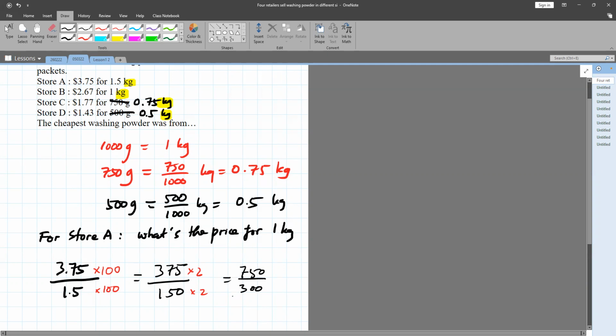Now, what are you going to do next? So I can divide. I know the closest multiple of 300 to 750 is 600. And that's times 2. So we have 2. And then there's 150 left, which is half.